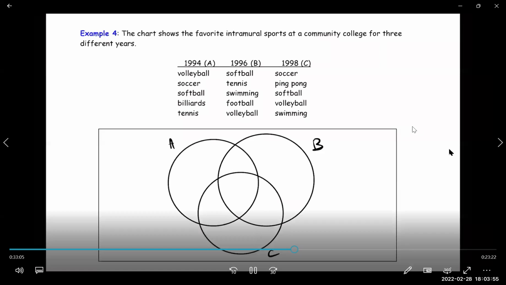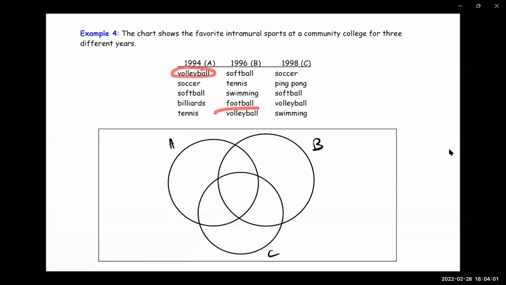You know what sport all 3 sets had in common? I'd say volleyball and softball. Not soccer. Just volleyball and softball. Okay, so let's write that down.